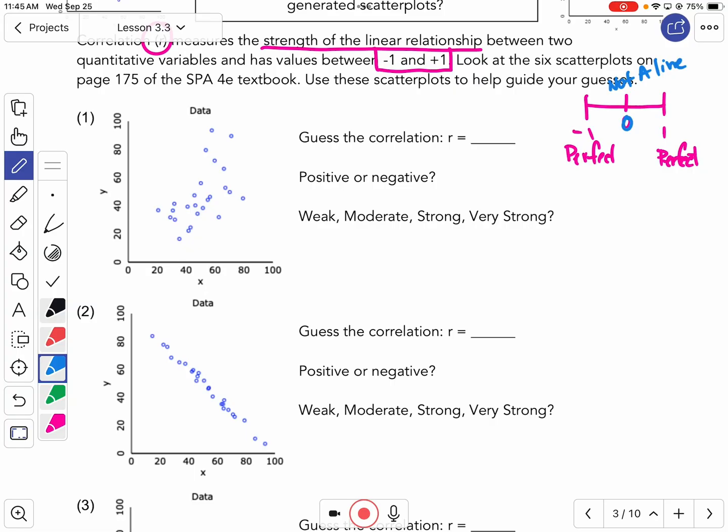Does it look super linear? No, okay? So I would say this one's going to be closer to 0. Will it be on the positive or the negative side? It's going to be on the positive side, and we know that it's a pretty weak relationship, okay? And so let's guess a decimal number. What do you want to guess? Something between 0 and 1 that might not be very good. Okay, 0.3. Anybody else got something else?